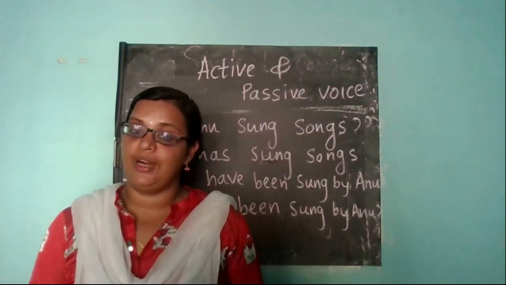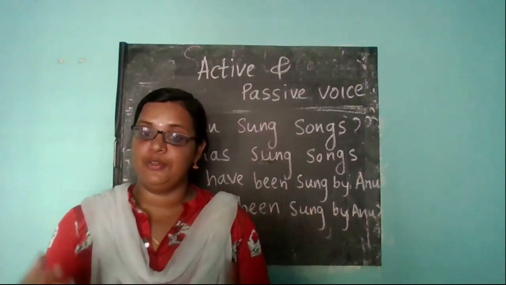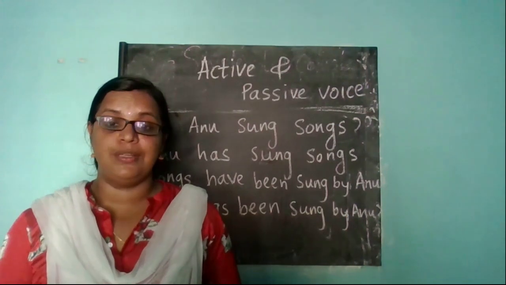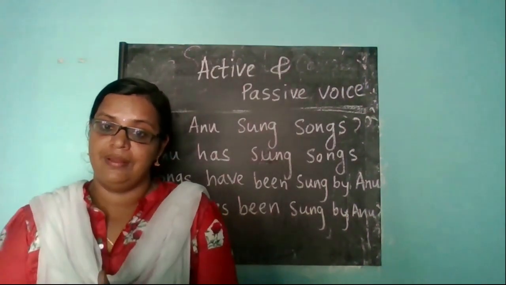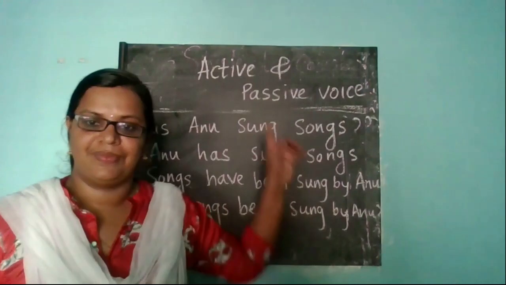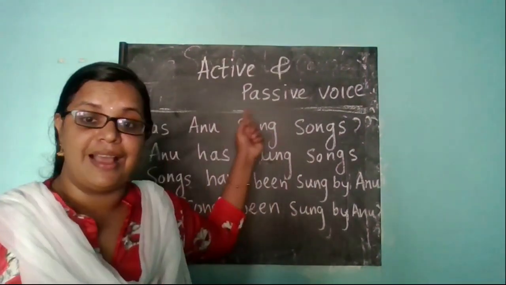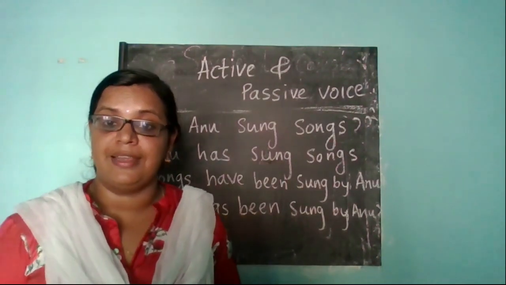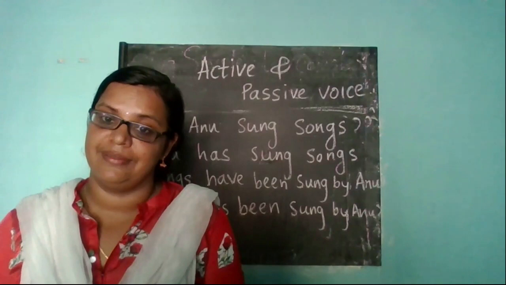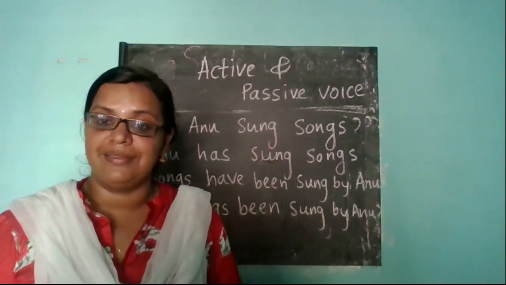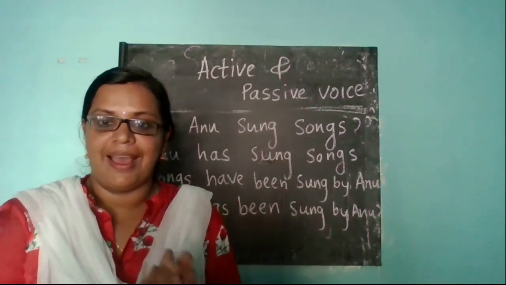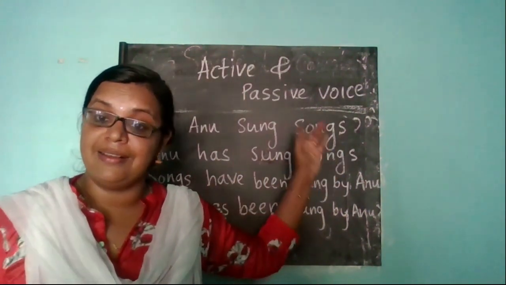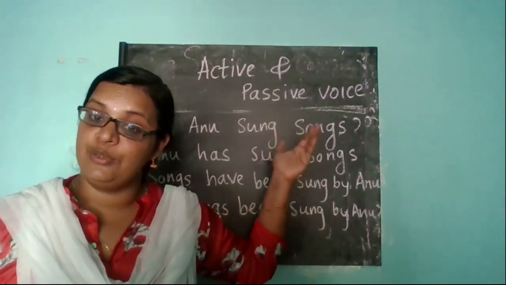Now let us learn how to convert a yes or no question from active to passive if the tense is present perfect. Which are the clue words for present perfect? Has or have. Then V3. Clear? See this example. Has Anu sung songs? Then change the given interrogative sentence into SVO pattern, which is the subject who is doing the action. Anu. Anu then has sung songs. Anu has sung songs.